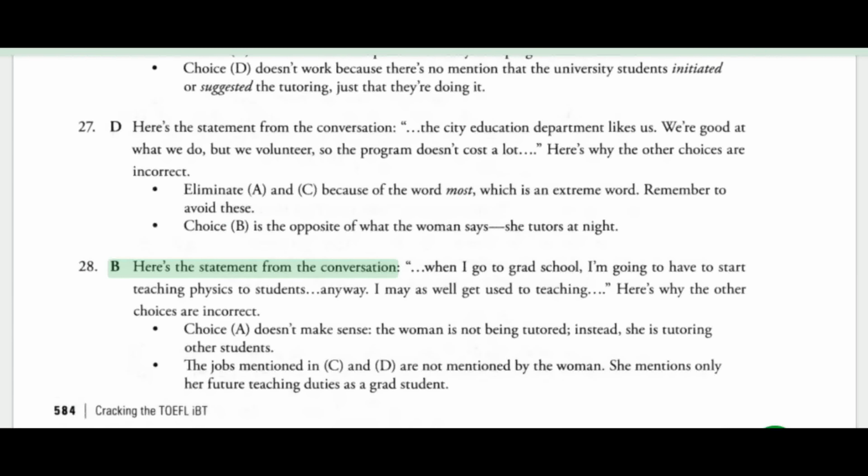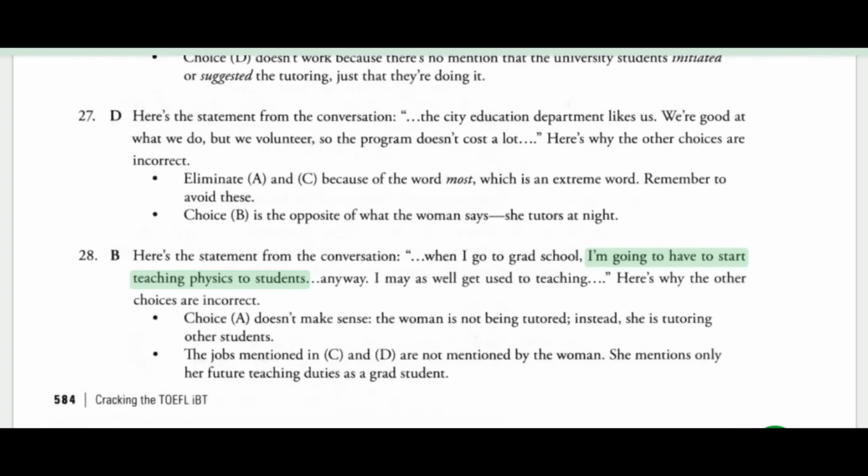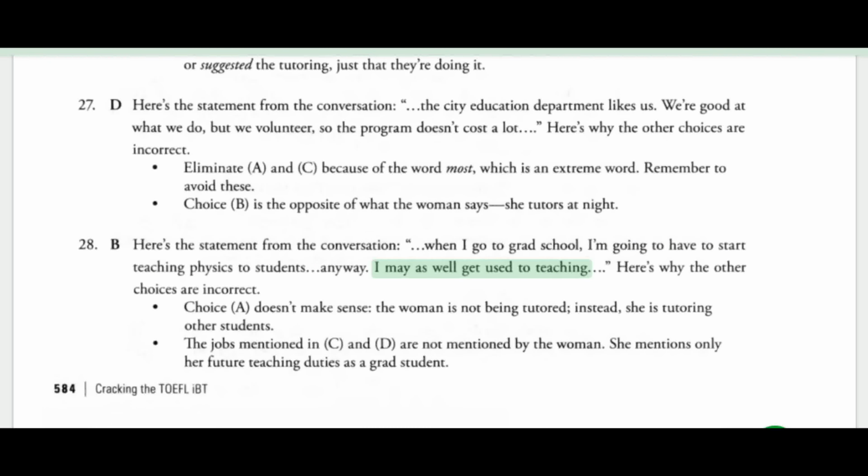28. B. Here's the statement from the conversation. When I go to grad school, I'm going to have to start teaching physics to students. Anyway, I may as well get used to teaching.